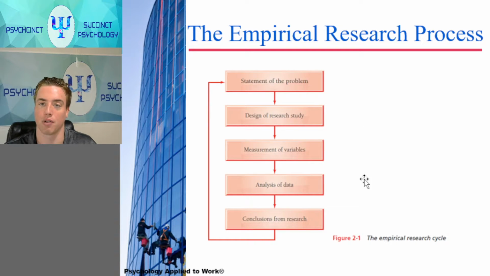So we have the empirical research process. Just a quick little rundown of this graph right here. If you want to, you can pause it and look over it more. You start off with statement of the problem, design of the research study, a measurement of the variables, analysis of data, and then conclusions from your research. And it kind of loops back around because in science, in psychology, you're constantly retesting and testing again just to make sure it's still accurate or if anything's changed.